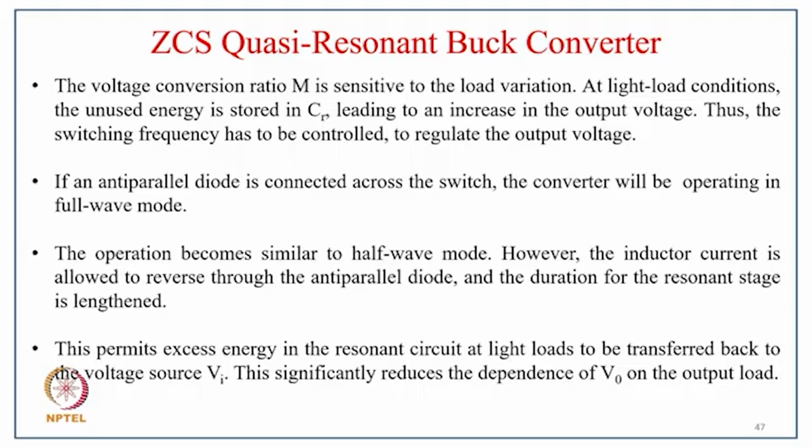If an anti-parallel diode is connected across the switch, the converter will be operating in the full wave mode, and the operation becomes similar to half wave mode. However, the inductor current is allowed to reverse through the anti-parallel diode, and the duration of the resonant stage is lengthened. And this permits excess energy in the resonant circuit at light loads to be transferred back to the voltage source Vi, and this significantly reduces the dependence of V0 on the output load.